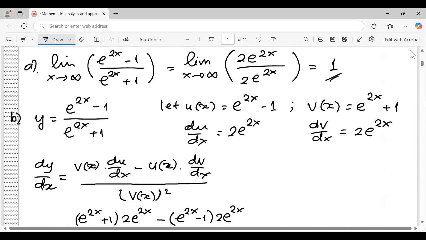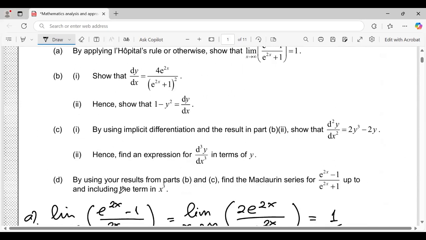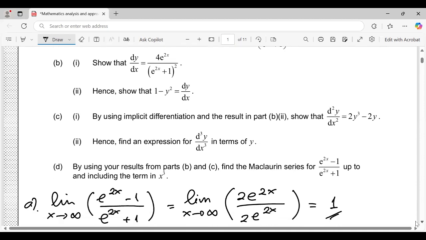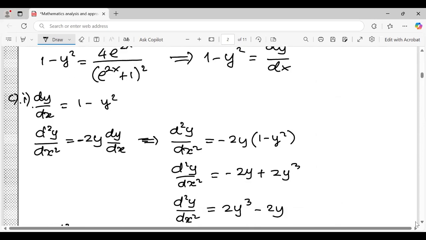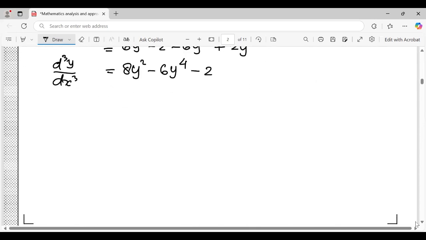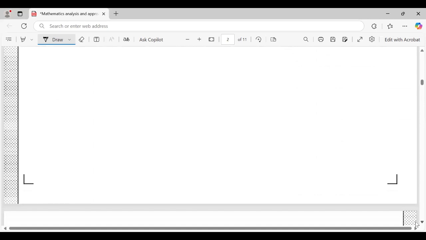Next question. By using your results from parts B and C, find the Maclaurin series for e to the power 2x minus 1 over e to the power 2x plus 1, up to and including the term in x cubed. So we are going to find the first derivative, second derivative, and third derivative to solve it. The Maclaurin series, D.